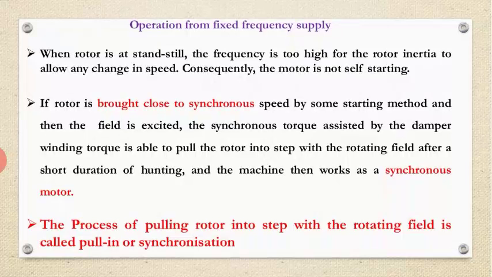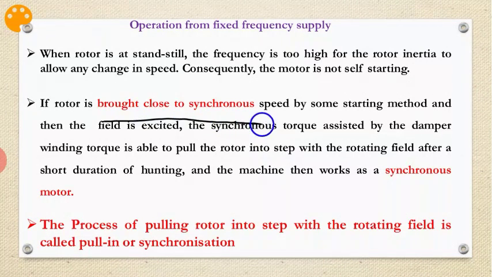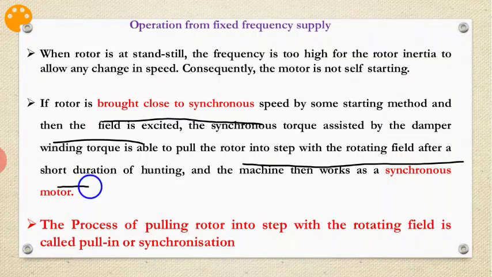If the rotor is brought close to synchronous speed by some starting method, then the field is excited. I already discussed that the pony motor can also be used, an additional motor which drives the synchronous motor to near synchronous speed. Then afterwards you apply the DC supply and make it magnetically lock. Torque assisted by the damper winding torque is able to pull the rotor into step with the rotating field after a short duration of hunting.